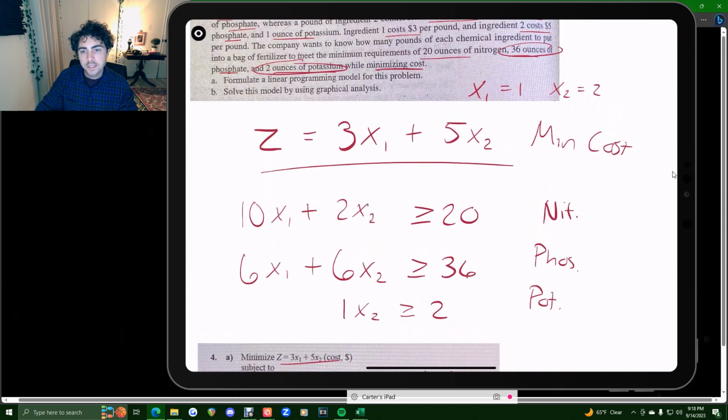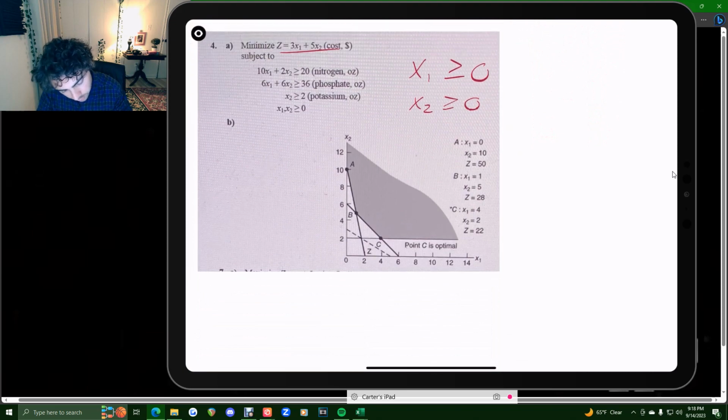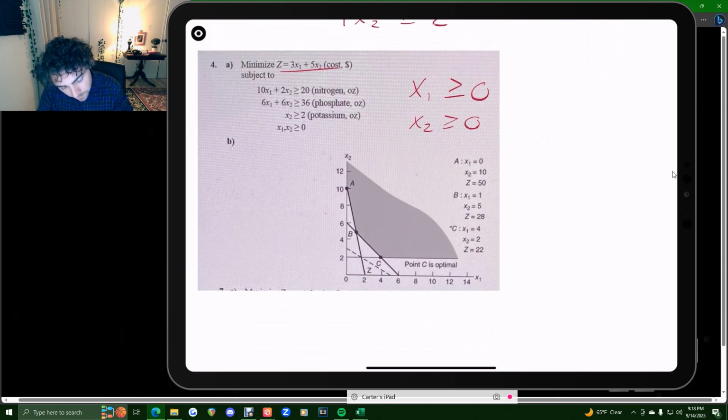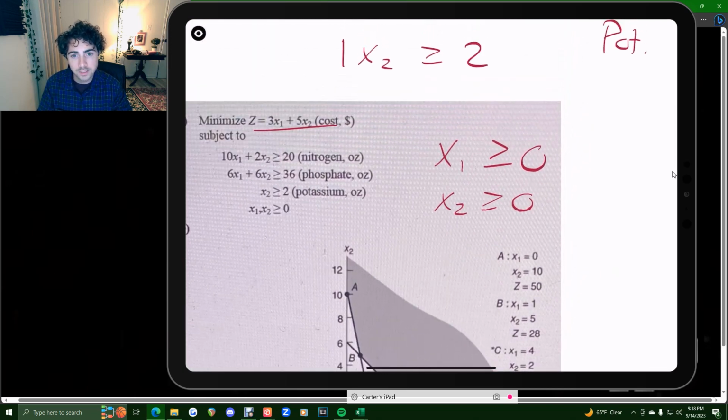Then they say solve this model by using graphical analysis. I will not graph these. You could graph these in Desmos or in Excel, whatever. But I'm just going to explain their graph. I got a lot to go through here, so I'm just going to make sense of it. Each line and each dashed line that you see here is one of the constraints that we just wrote out. So let's see if we can identify what's what.